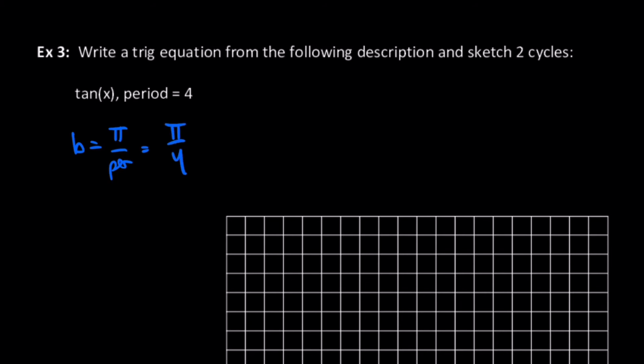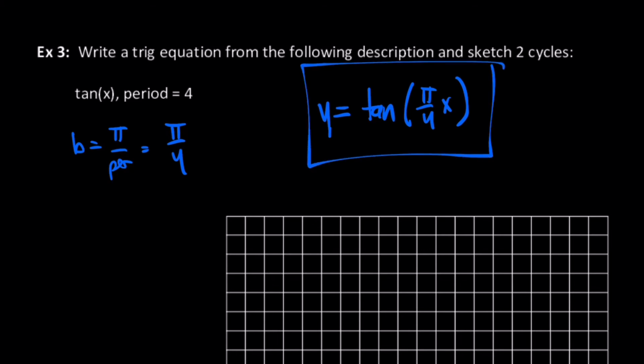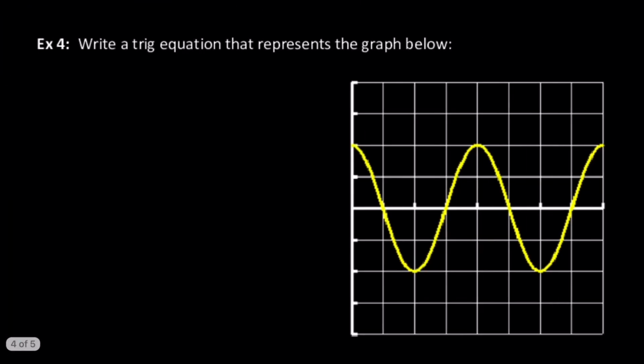So writing the equation is pretty simple. Y equals, there is no amplitude for tangent, tangent pi over 4x. There's no reflection, there's no phase shift. It's a pretty simple equation. All right, and for the sake of brevity here, I am going to skip the graphing of 2 cycles because I want to focus most of my attention on writing equations.